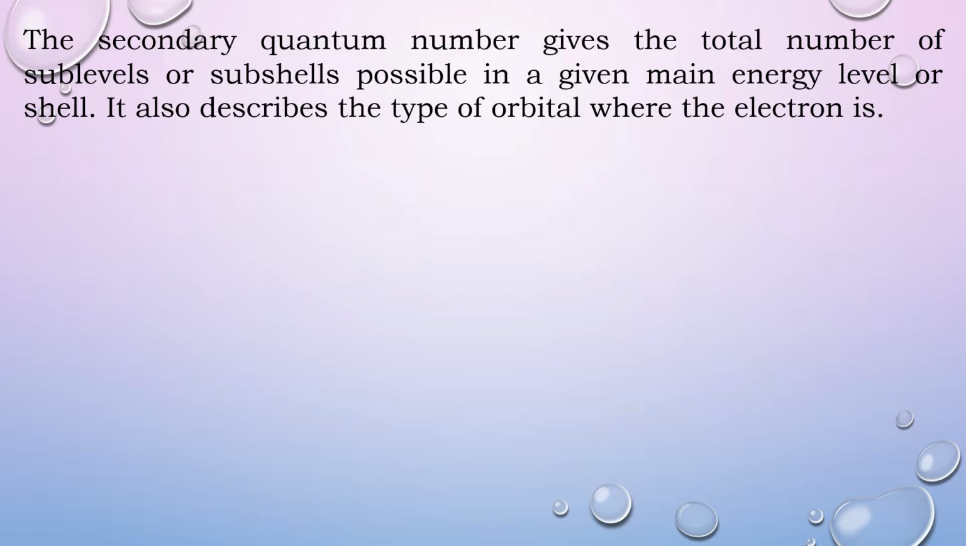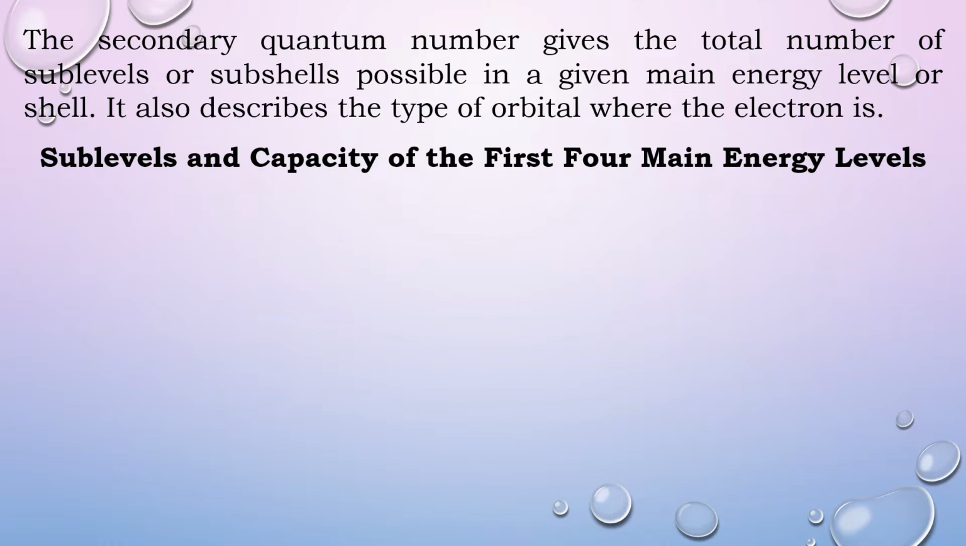The secondary quantum number gives the total number of sublevels or subshells possible in a given main energy level or shell. It also describes the type of orbital where the electron is. The main energy levels are represented by numbers 1 to 7 or letters K, L, M, N, O, P.